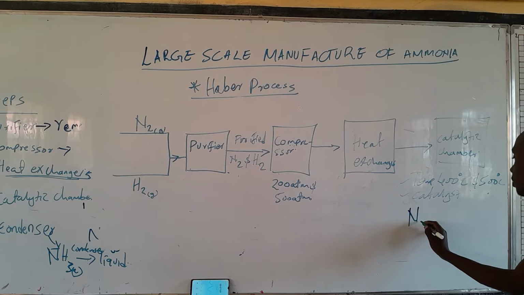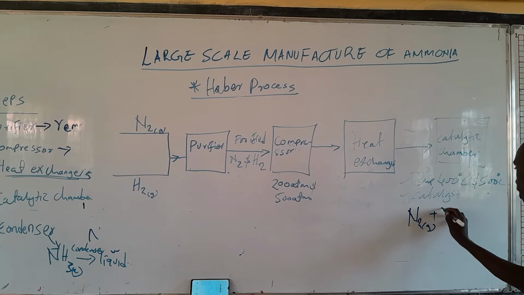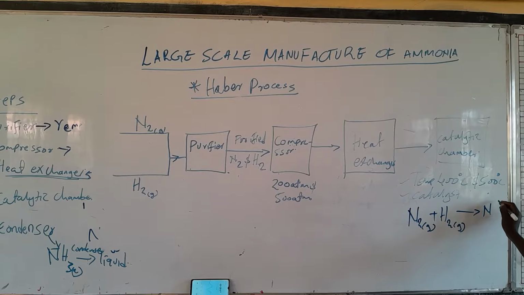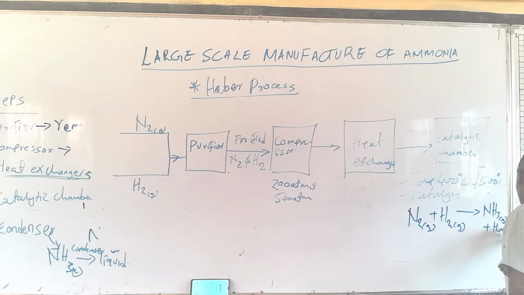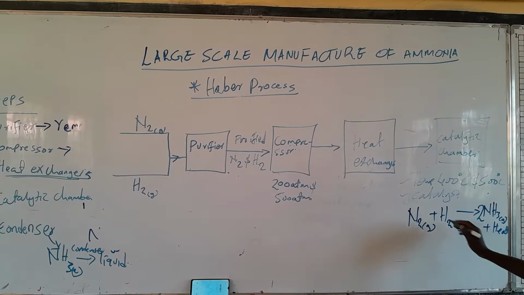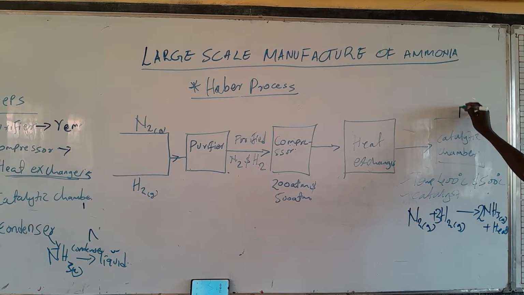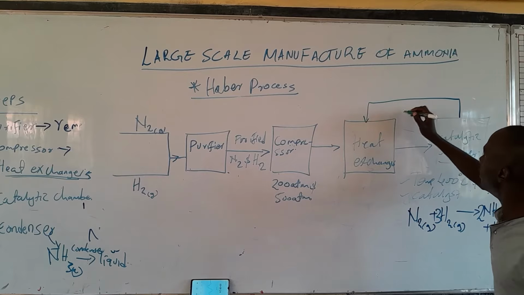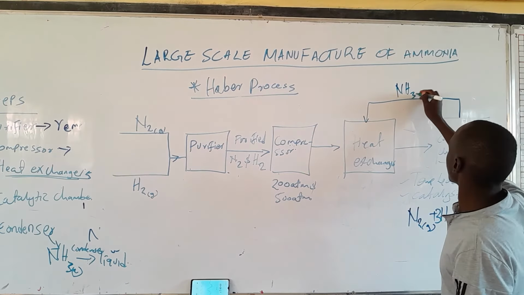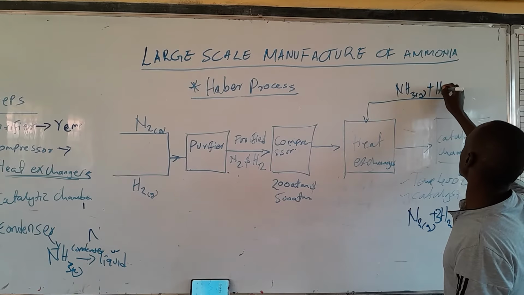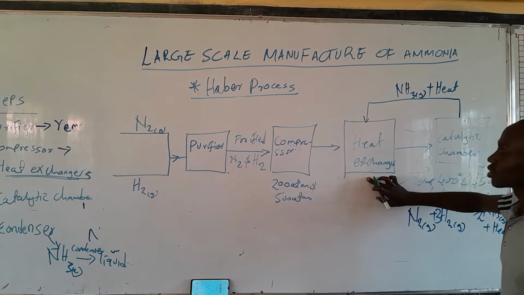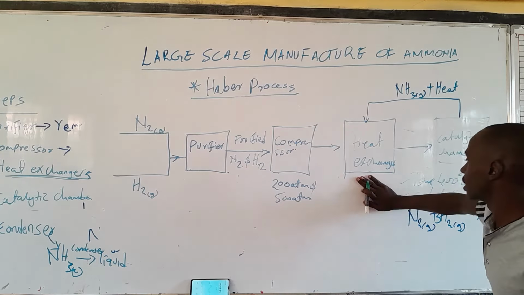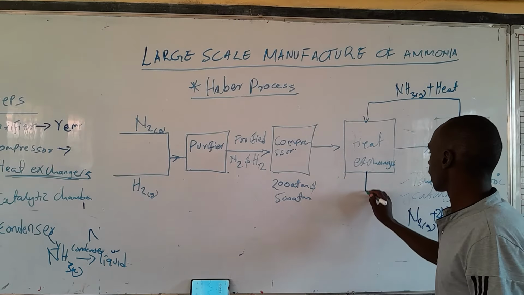So the equation here will be nitrogen gas with hydrogen gas giving ammonia gas plus heat. Here we balance the equation, 2 and 3 there. The gas that was produced is then pumped back to the heat exchanger. Here we have ammonia gas with heat. Here the gas is cooled and pumped to the condenser.